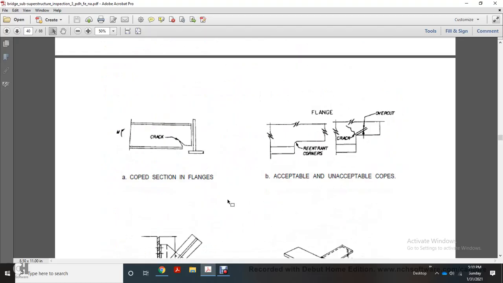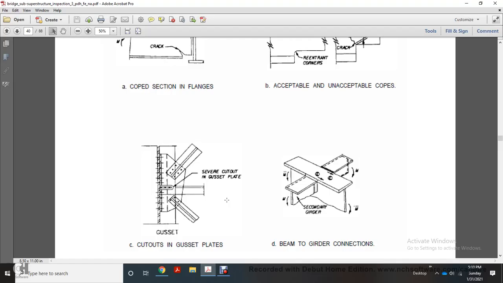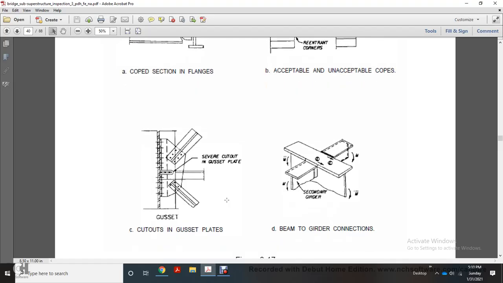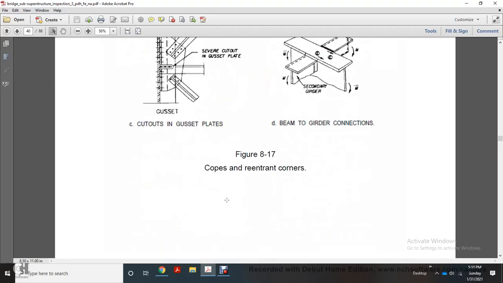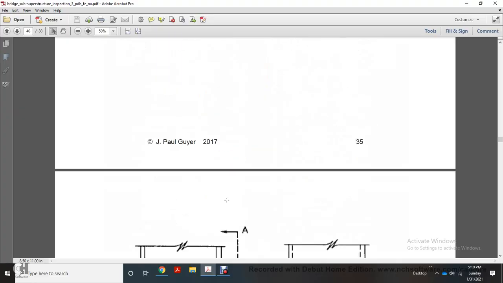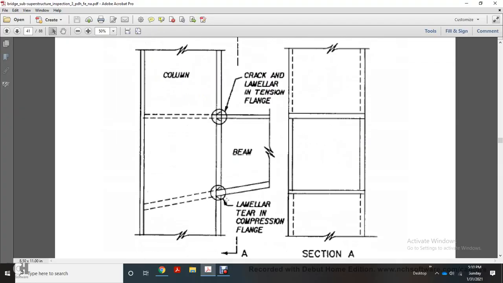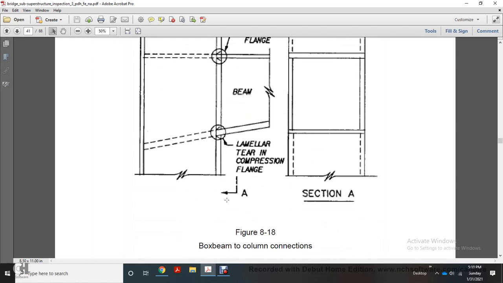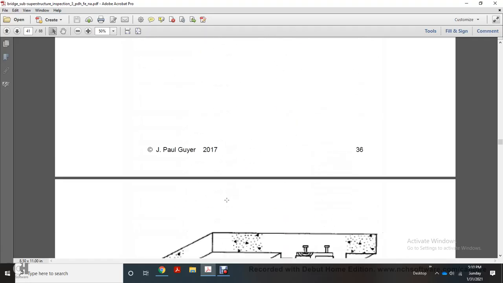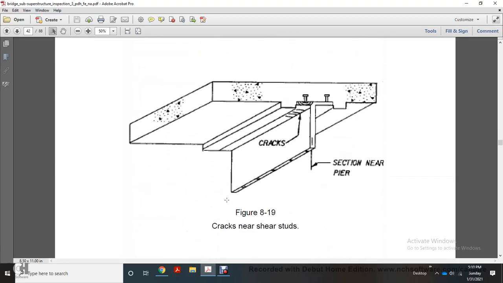Copes in the section plans, acceptable and unacceptable copes, cutouts and gusset plates, beam to girder connections. Details of copes and re-entrant corners. Cracks in the flange and column, tension and compression flange, section A, box beam column connections. Cracks near shear studs, cracks in the section near the pier.